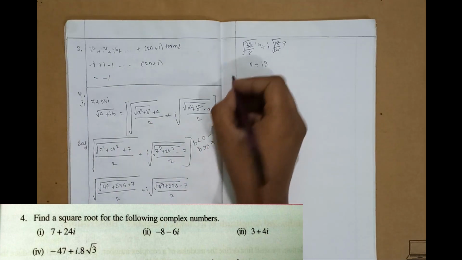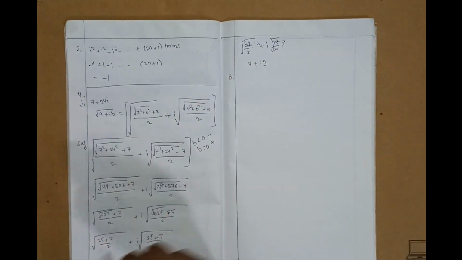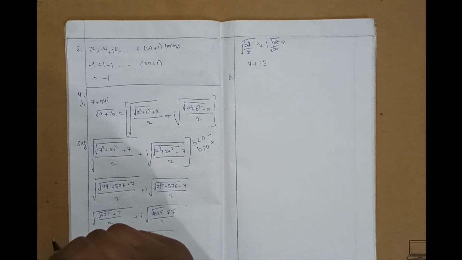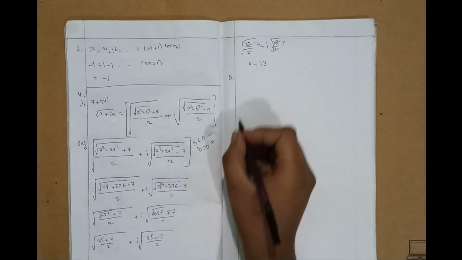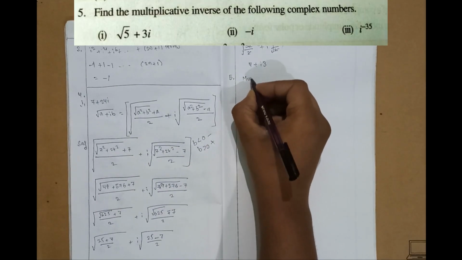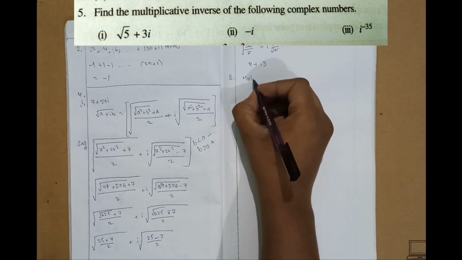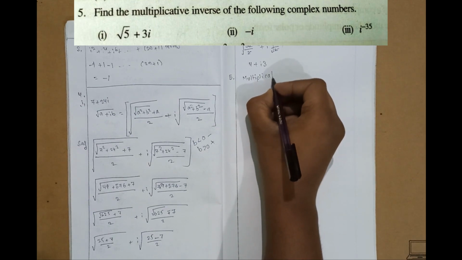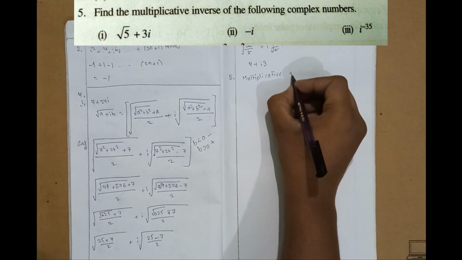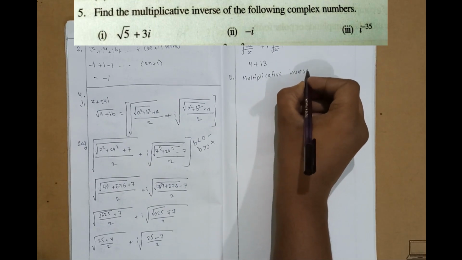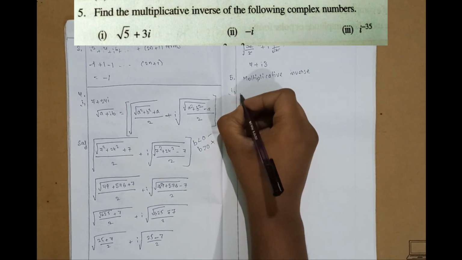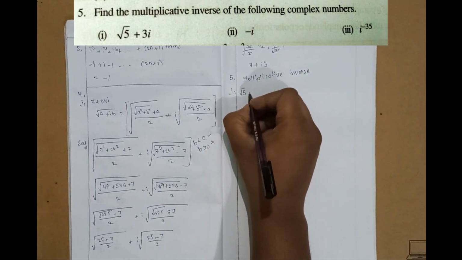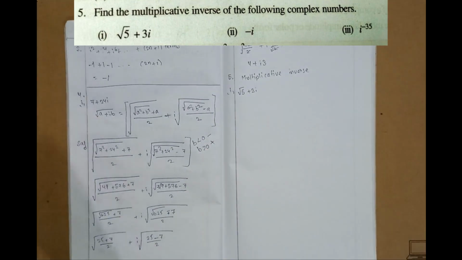Now fifth bit. Find the multiplicative inverse of the following complex numbers. They said us to find the multiplicative inverse of root 5 plus 3i.